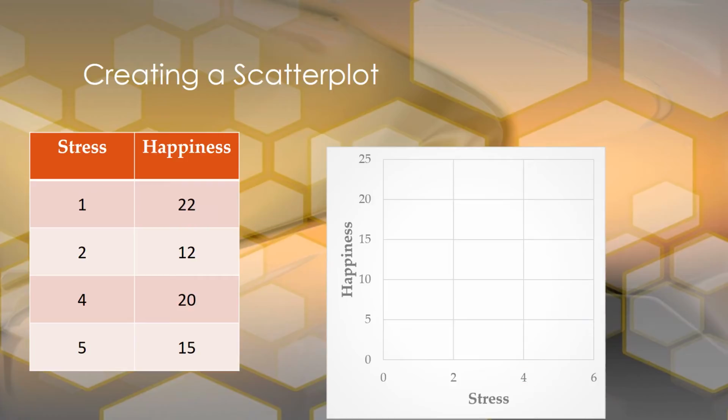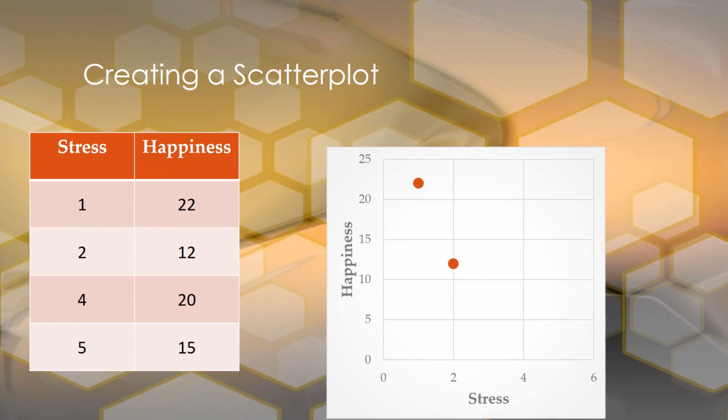And so say we have person 1 and they have a stress level of 1 and a happiness level of 22. So we're going to put a line at 1 here for their stress and a line at their happiness level. And that's at 22. And where they intersect is where we're going to put a dot. So that dot represents person 1, at the intersection of their two variables of stress and happiness.